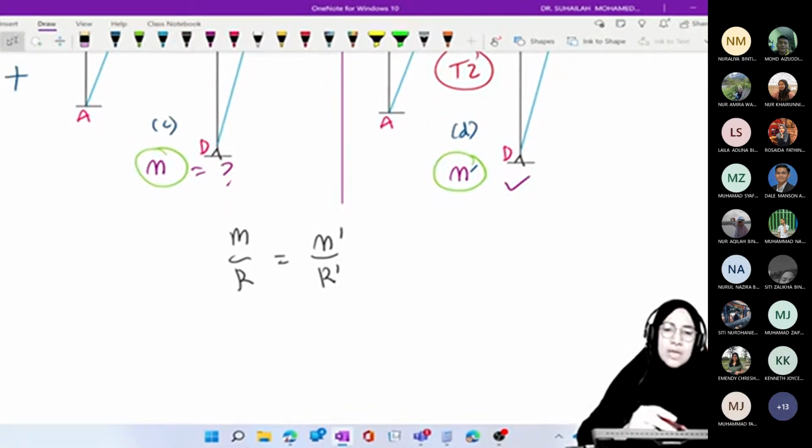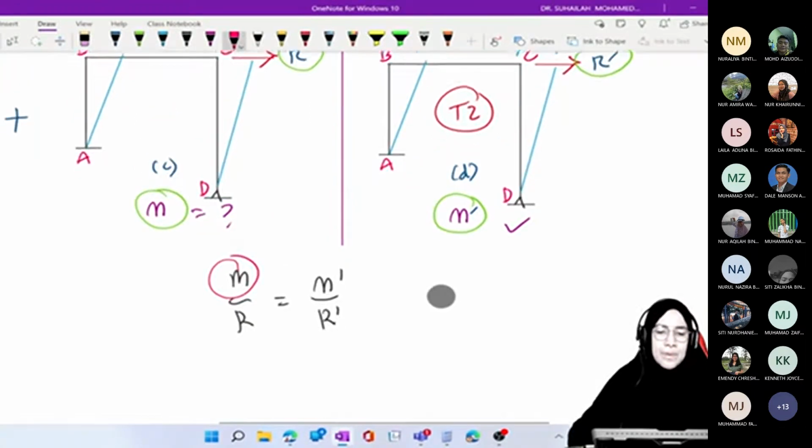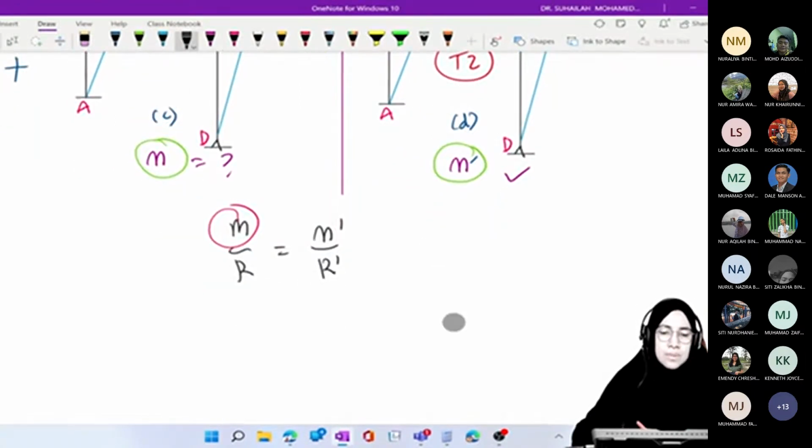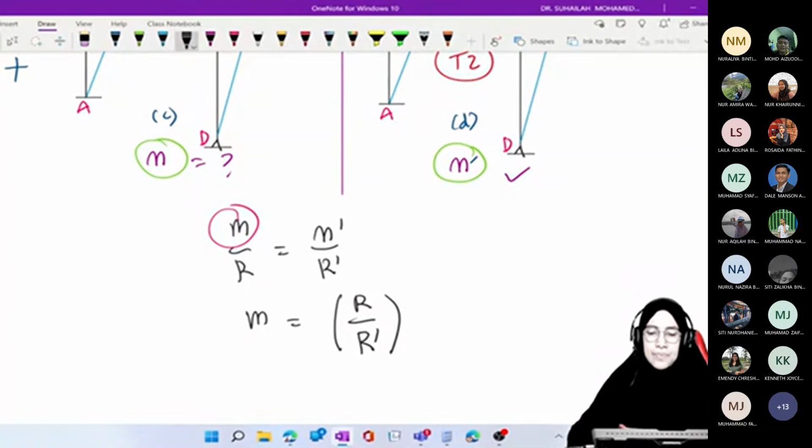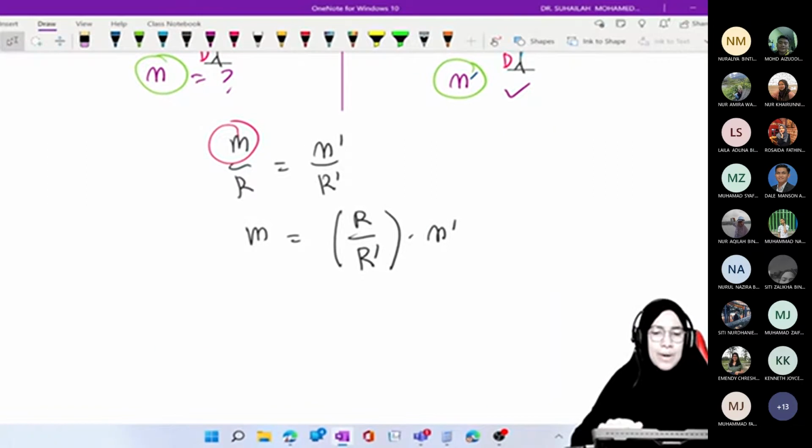Interpolation. If we want to calculate M, can we do that? We move the R to the right side, so we put R divided by R prime times M prime. So we get the equation, where R divided by R prime is called the correction factor.